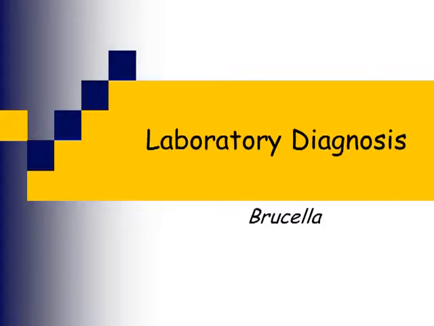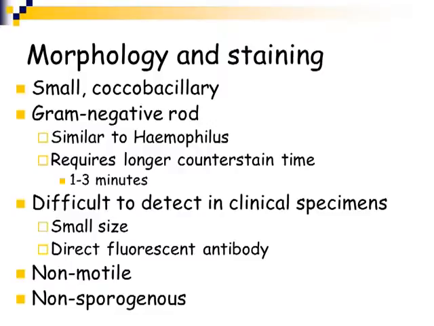So to diagnose Brucella, it is a very small rod. It's categorized as a coccobacillus. It looks similar to Haemophilus. It does require long counterstaining to even take in the safranin. So it tends to be very, very light pink in color. It is difficult to detect the organism in clinical specimens because it's very tiny. So in order to see it, you may need a fluorescent stain, a direct fluorescent antibody stain. These are non-motile and they do not form spores.